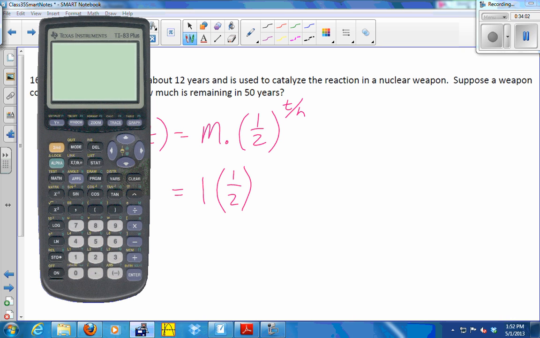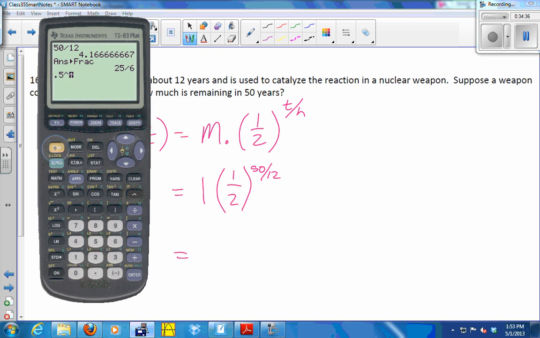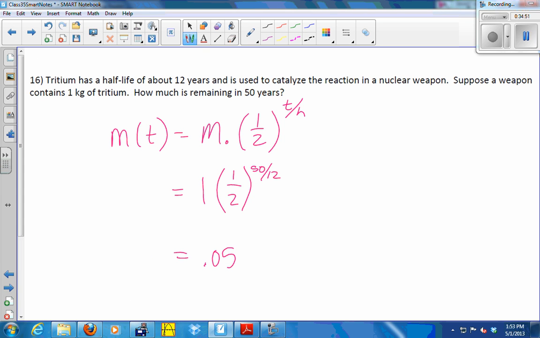So I have to know how many half-lives have passed. So I do 50 divided by 12, and that's 4.166, 25/6. Or 50/12. As long as I'm going to write it as a fraction, I might as well not reduce it so you can see where the numbers come from. So then we do 1/2 raised to that power. So we do 0.5 raised to the 50/12 power, and you get 0.05568. Multiply that times your initial amount, which in this case is a 1. So I have 0.0557 rounded. That's how many kilograms remain.